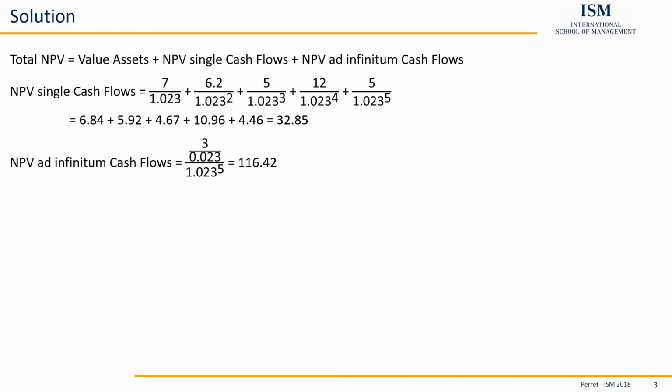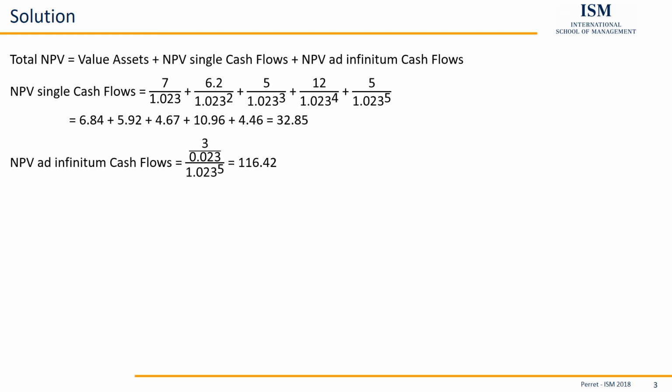So if we want to go back to period 0, we only have to discount this 5 times because we are at the end of period 5. And if we do this, we get here a net present value of 116.42. So that's the second part.